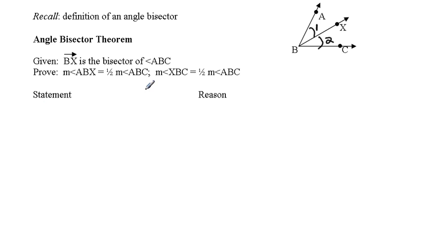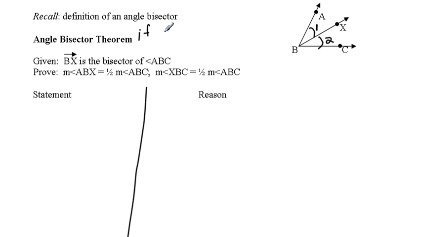So I'm going to do a 2-column proof with statements and reasons, and I'm going to say what I'm going to try and prove with the angle bisector theorem is that if ray BX is the bisector, then angle ABX, angle 1, is half of angle ABC, and so is angle XBC. Angle 2 is half of ABC. So the angle bisector theorem has the same start as the definition of angle bisector.